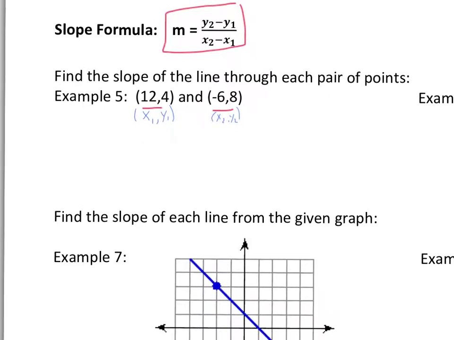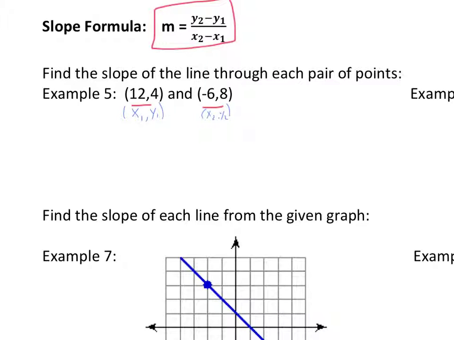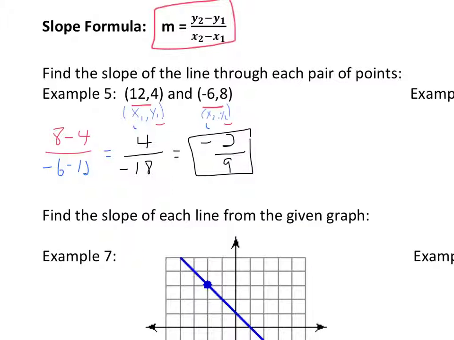So let's try it. It says y2 minus y1. So here's y2 and here's y1. So we would go 8 minus 4 over x2 minus x1. And that's this one and this one. So negative 6 minus 12. In doing the calculations, we would get positive 4 over a negative 18. And you should reduce if possible, which would give you then a negative 2/9. Notice the negative went from the denominator to the numerator. It doesn't matter so long as you have one negative present, it'll count.